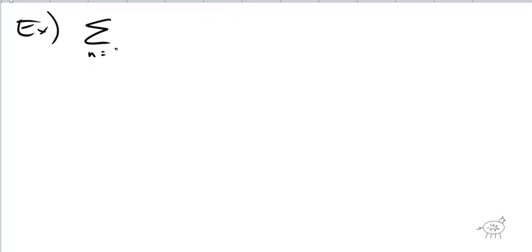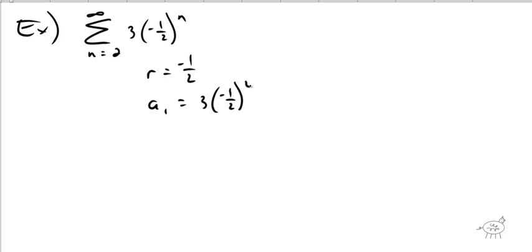Sum, and it goes from 2 to infinity, of 3 times negative 1/2 to the n power. Well, r again is really easy, negative 1/2, and a sub 1, take that 2 and plug it in. So it's 3 times negative 1/2 squared, right? So that gives us 3 times 1/4, which is 3/4.